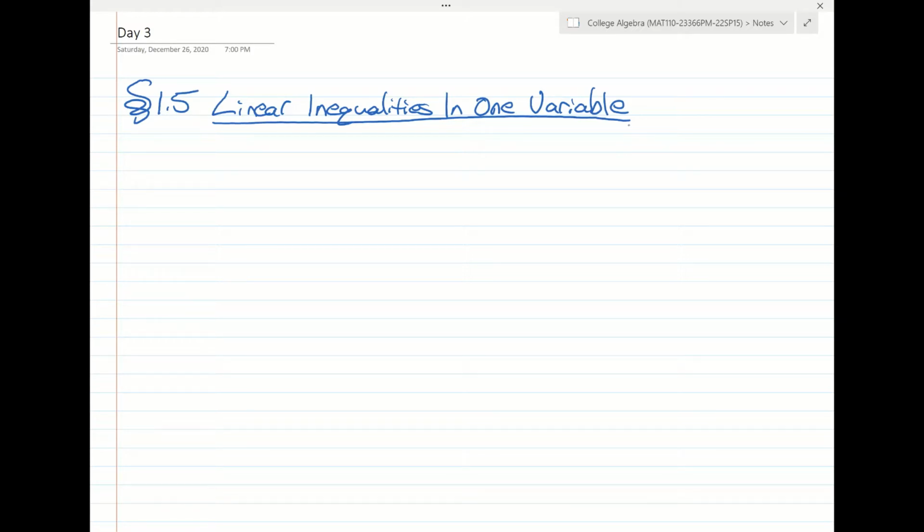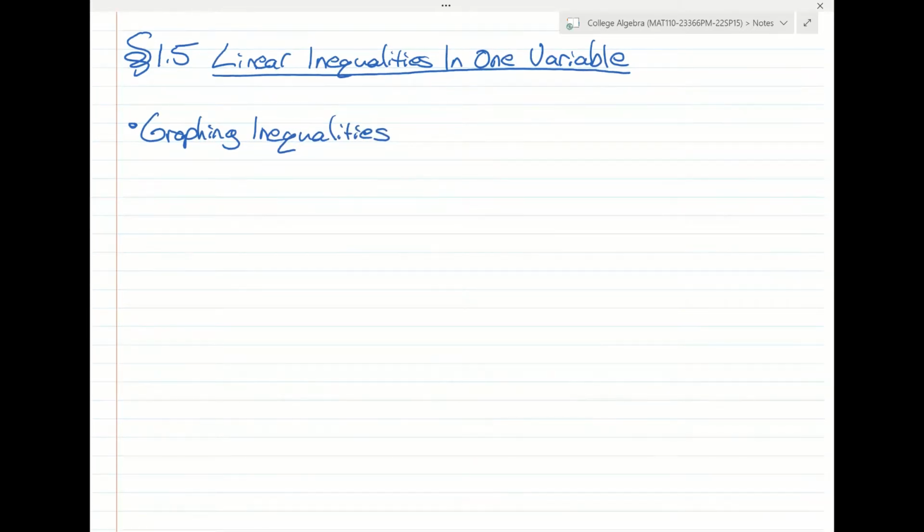All right, so first I'd like to start with what inequalities look like, a few different ways to write them, and then we'll get into solving them. So the first step is graphing inequalities. There's a couple different ways we could do this. One way is on a number line.